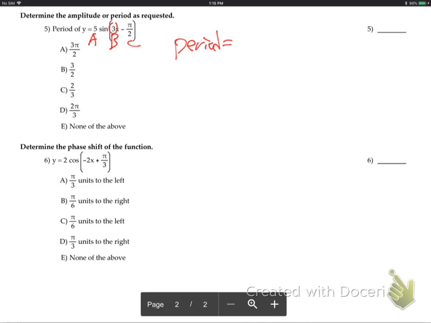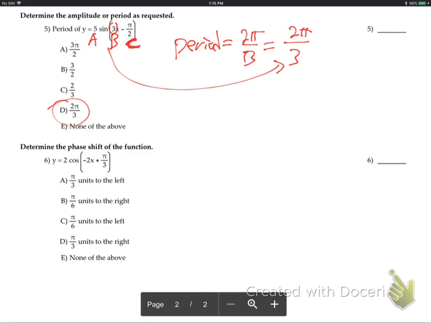What's the period formula? 2 pi over b. So 2 pi over, what's b? 3. 2 pi over 3. That's a little quicker. That's all you got to do. Period is just 2 pi over b. B is whatever number is multiplied right next to x. C is the other number added or subtracted in the parentheses after the x.